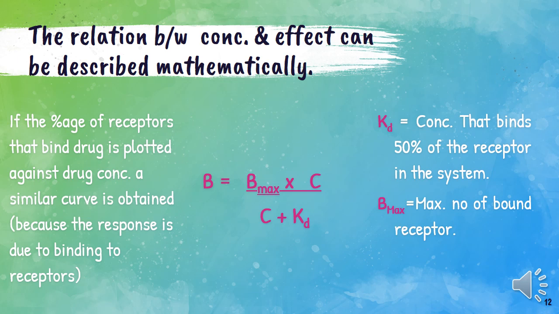So if we consider E instead of effect, we take the bound receptors, we can see that it is the maximum number of bound receptors into concentration of drug over concentration of drug plus Kd, whereas Kd is the concentration that binds 50% of the receptors in the system, whereas Bmax is the maximum number of bound receptors.